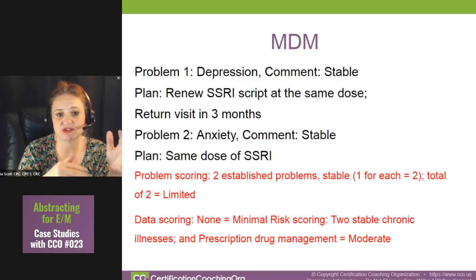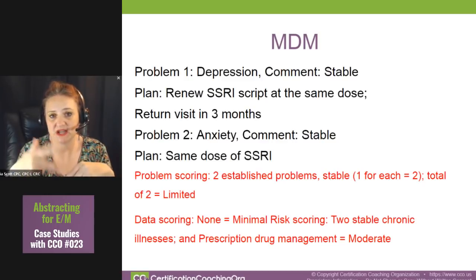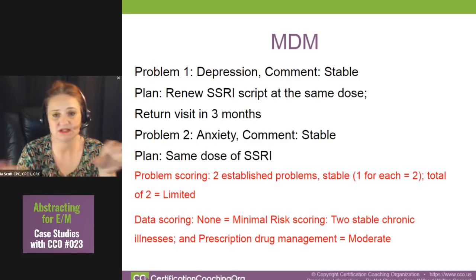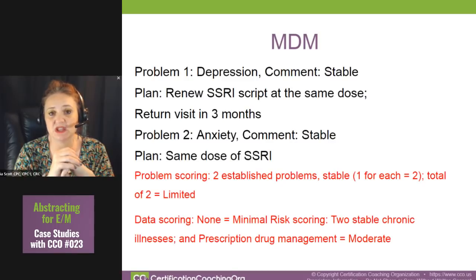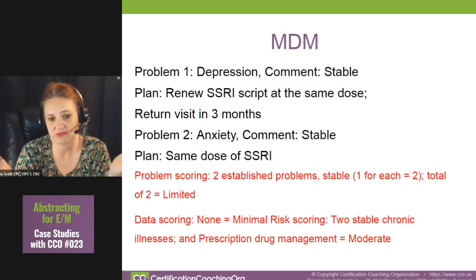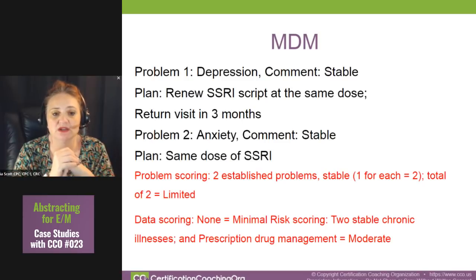So the medication that the patient is taking for both diagnoses is the same medication. However, we have 2 diagnoses. Just because the treatment for both is the same doesn't mean that we can't have 2 separate points there, because there's a lot of times the treatment can be the same for 2 diagnoses. And having them return in 3 months lets you know that it's an ongoing thing. So for our scoring, we have 2 established problems, and they're both stable and limited. So that's a 2. They get a point for each one.